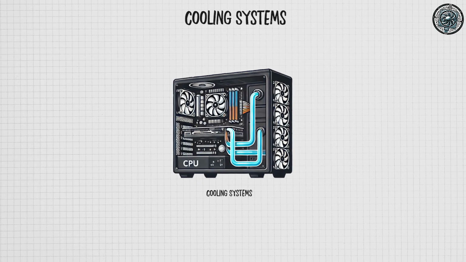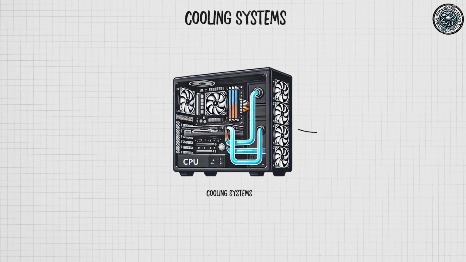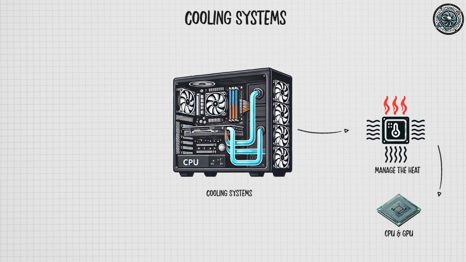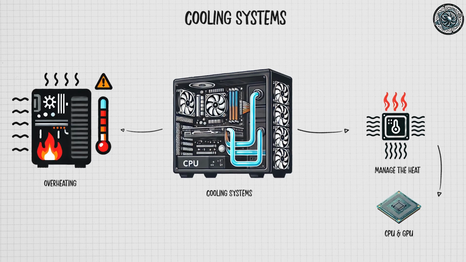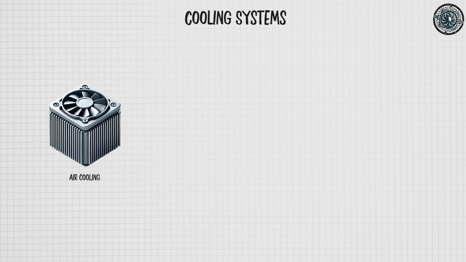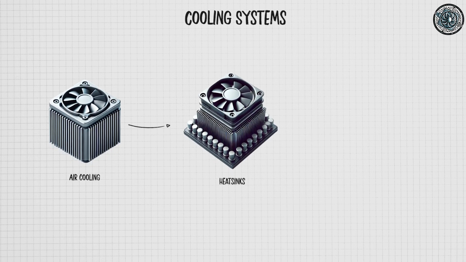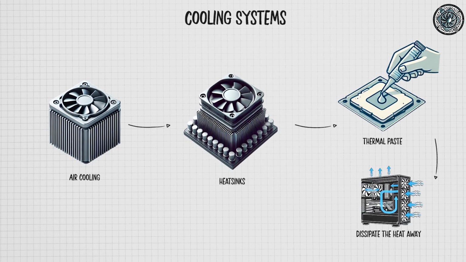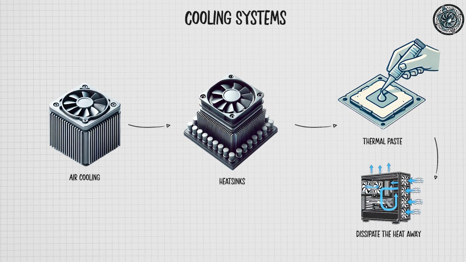Cooling systems in computers are essential components designed to manage the heat generated by the CPU, GPU, and other hardware to ensure optimal performance and prevent overheating. These systems include air cooling and liquid cooling solutions. Air cooling typically involves heat sinks attached to the CPU or GPU with thermal paste to enhance heat transfer, along with fans that dissipate the heat away from the components and out of the case.